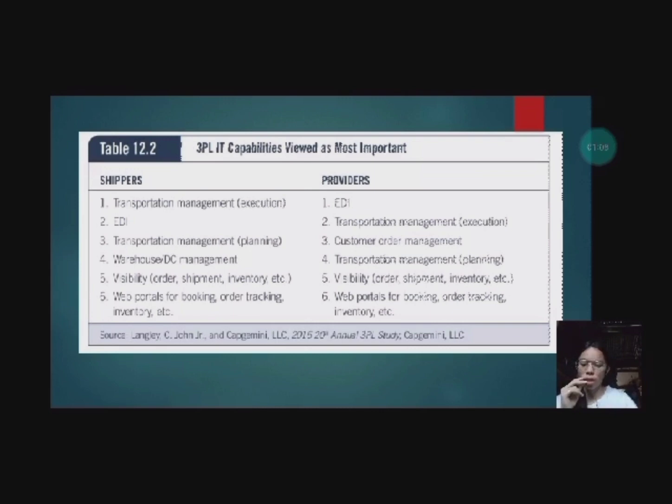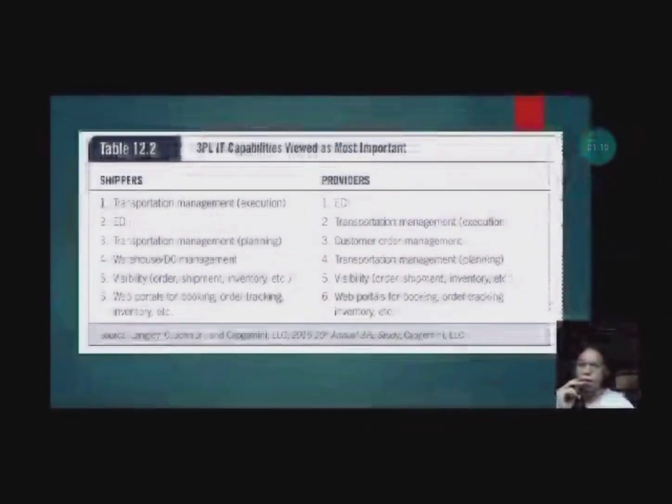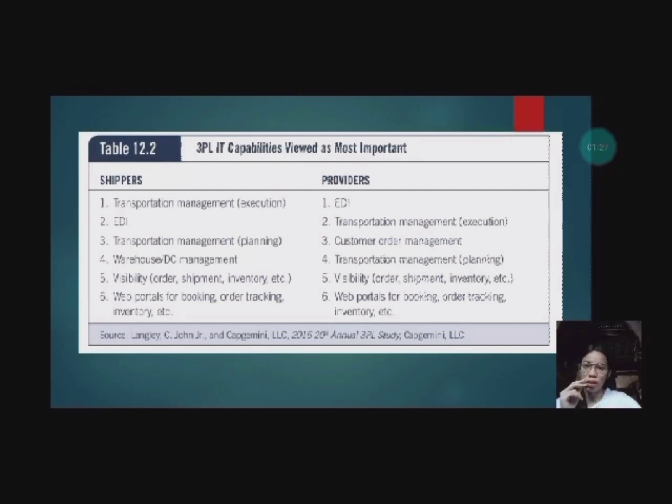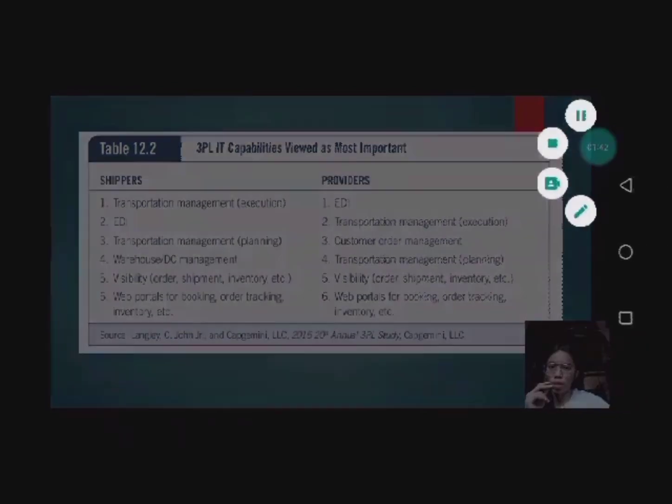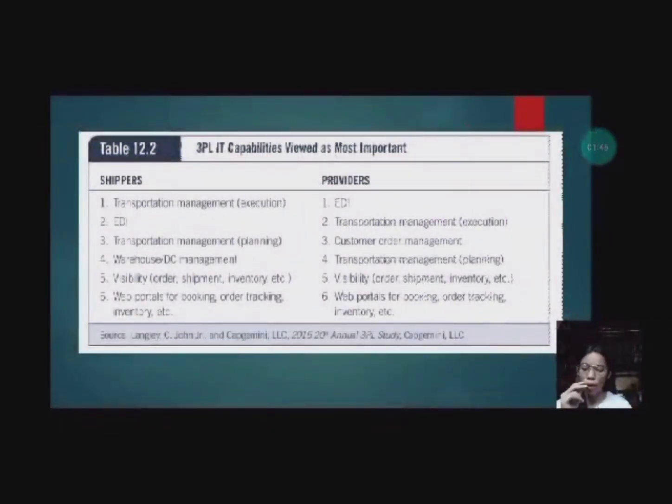and shipment notifications electronically. Then transportation management or planning. Strategic planning means our strategic planning of transportation activities, including route optimization, carrier selection, and scheduling for future shipments. Next is warehouse or DC management. So using a warehouse management system to organize and track inventory, manage orders, and improve overall warehouse operations. Next is visibility, allowing shippers to monitor the status of orders, track shipments, and check inventory levels in real time.